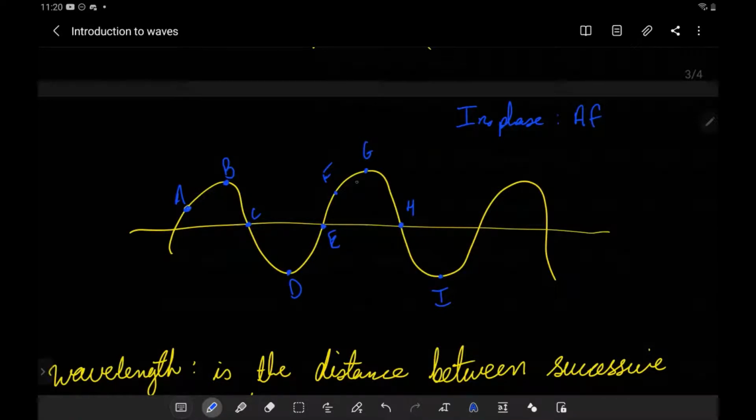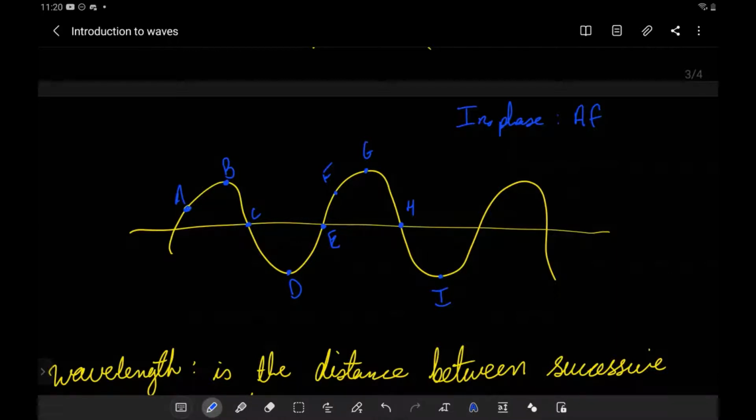So B and G are in phase. D and I are in phase. Right? So those are the things you're looking for, the wavelengths. Now, what about A and E? A and E are not completely out of phase because it's more than half a wavelength apart. They are not in phase, but they are not completely out of phase. You understand?